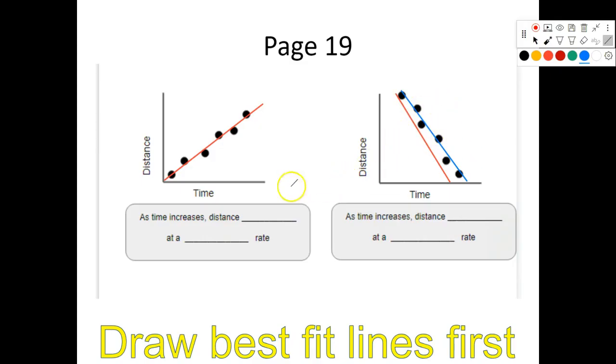Okay, now you've got to summarize that. We're going to put it in words. So what you do is you always start out with stating the independent variable first, the one on the x-axis here, and you say as this variable goes up, what happens to this variable? So as time increases, as time goes up, distance also goes up. That's why the line is going up. So distance increases. So I'm going to write increases here.